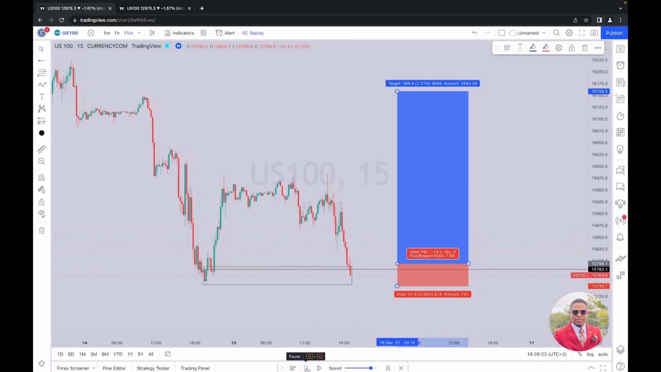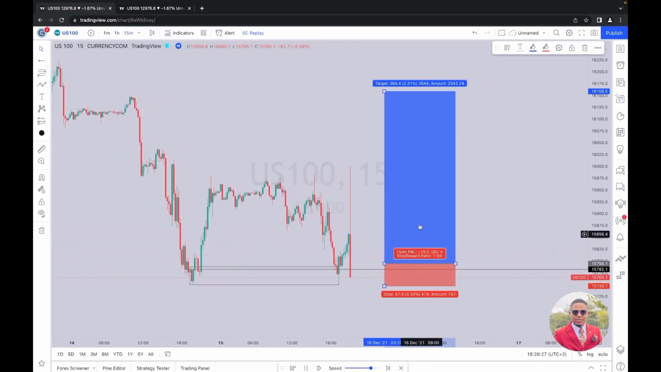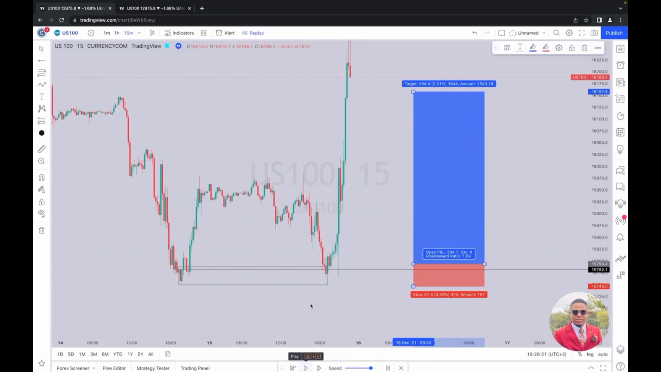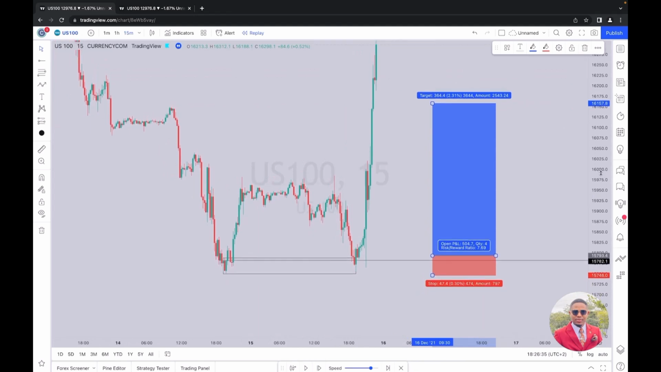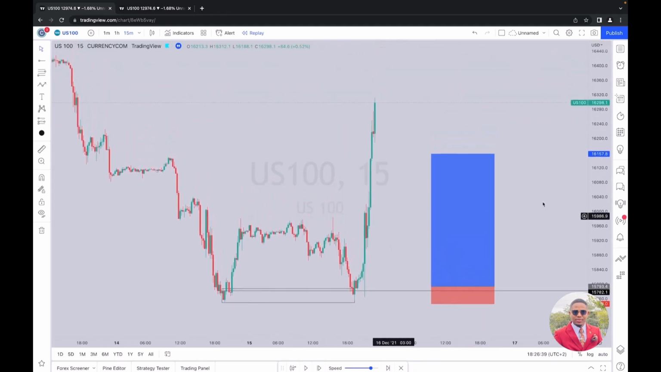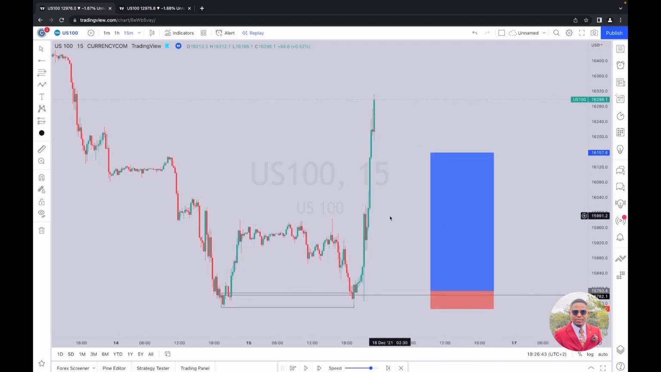Okay, order activated. You can see that the order now is activated. TP is hit. Okay, this is what happened. So you can see now that TP has been hit. This is how we identify order blocks on a buy setup. This is how the market operates.